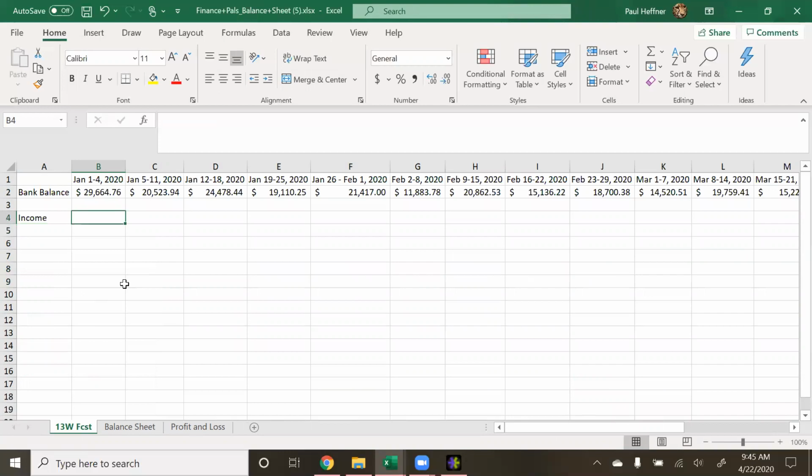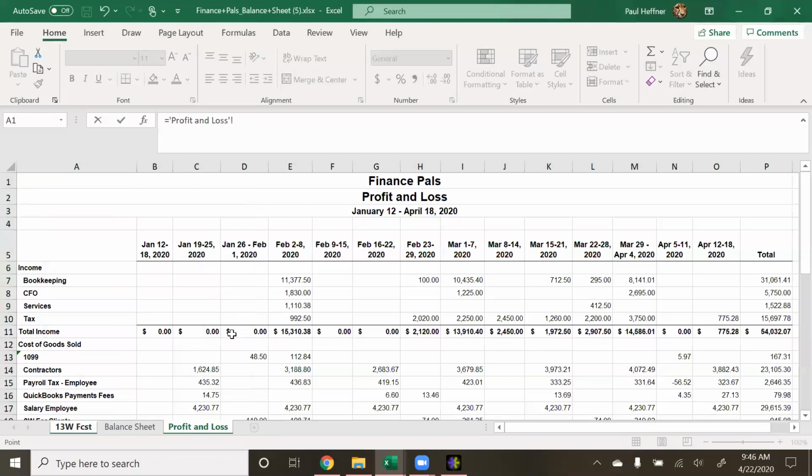Okay, so our income, and this is where you could separate it out. For us, we could do bookkeeping income, we could do other types of income. We're going to just do total income, but we could do bookkeeping or CFO or other things like that.